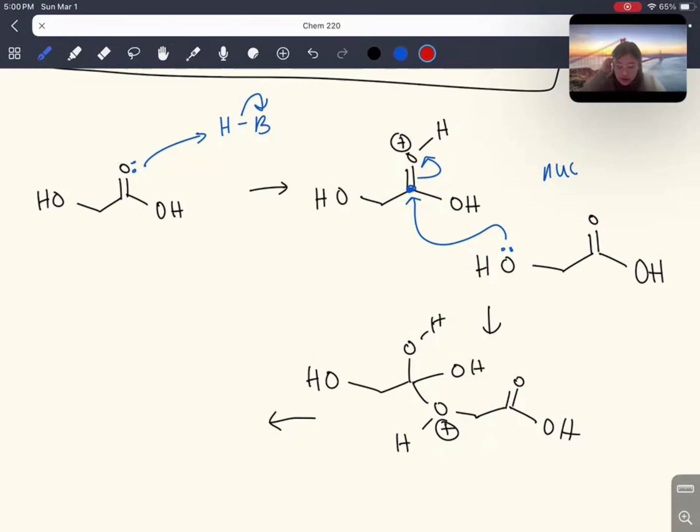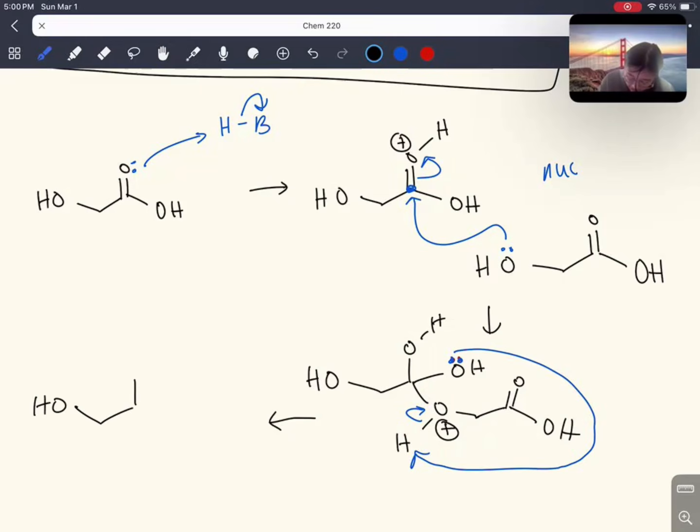So this oxygen over here has a lone pair. I'm going to draw this in blue. This oxygen's lone pair can attack this hydrogen, pushing this double bond towards this oxygen. And now what we get is the exact same molecule, except we have moved the location of the positive charge on the oxygen by moving the location of the hydrogen.